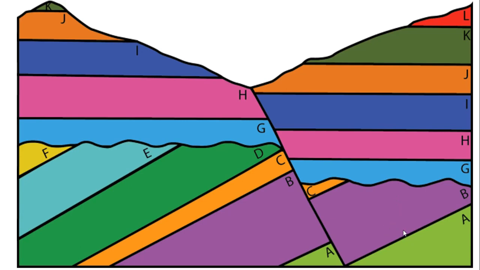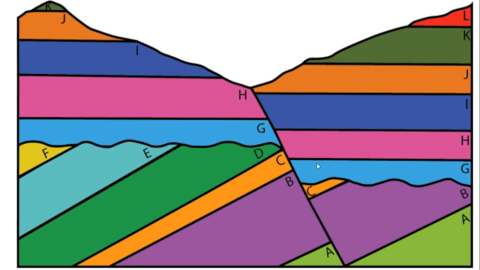You have deposition of A, B, C, D, E, F, and then you have this little squiggly line. And the squiggly line represents an unconformity.